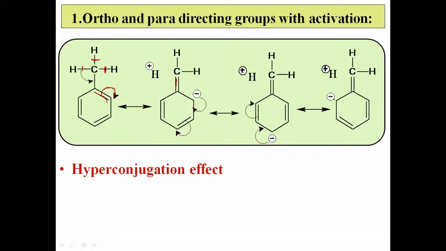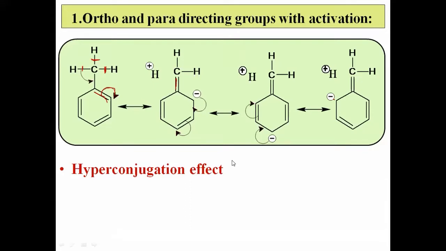And thus, totally there are 9 possible hyperconjugation structures for toluene. Those hyperconjugation structures also have negative charge on the ortho position, negative charge on the para position, negative charge on the ortho position. Those ortho and para positions have negative charge, and therefore here also the electrophile attacks on the ortho and para position, and it undergoes electrophilic substitution at the ortho and para position, and thus all the alkyl groups, they are ortho and para directing. Alkyl groups show the hyperconjugation effect.